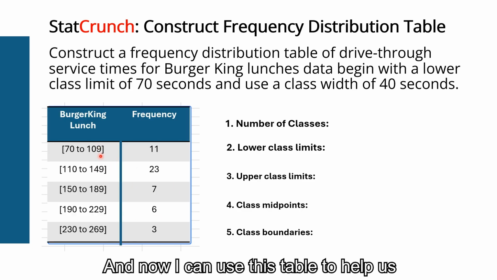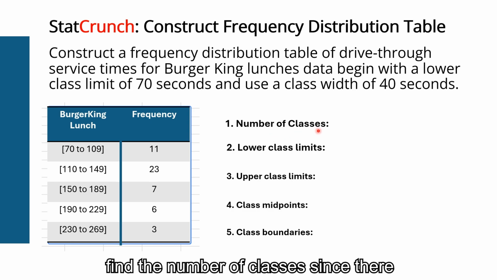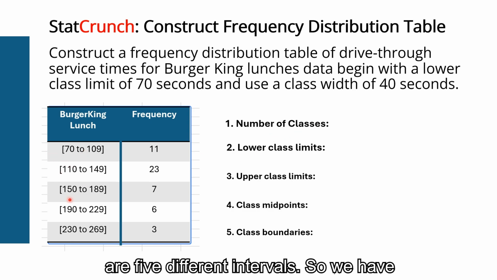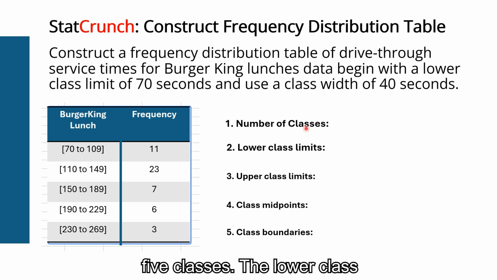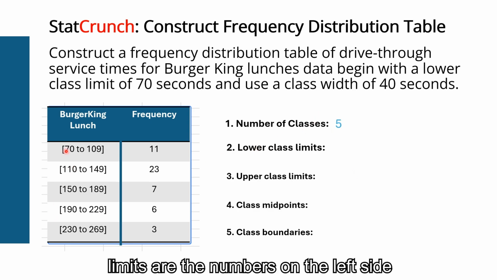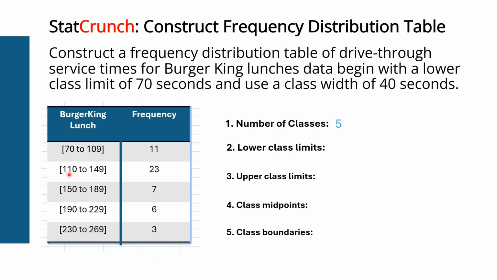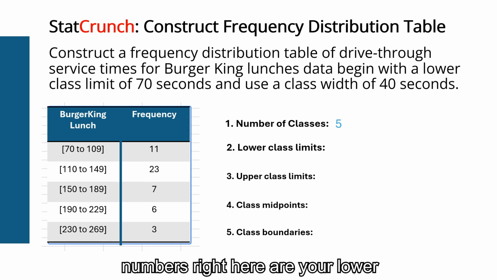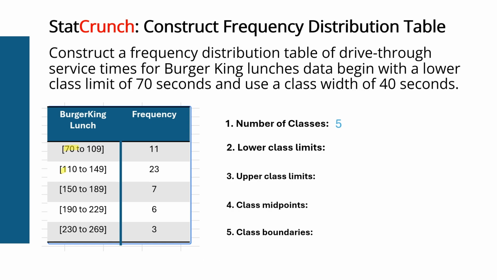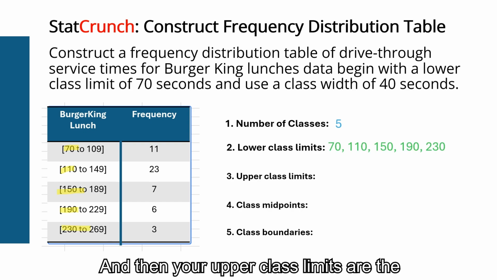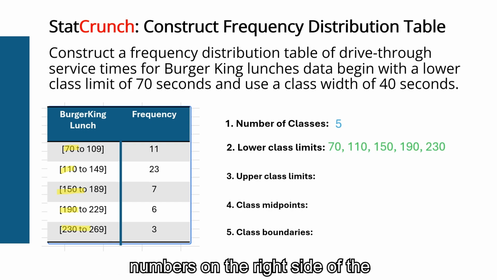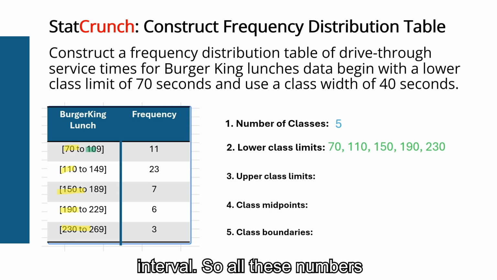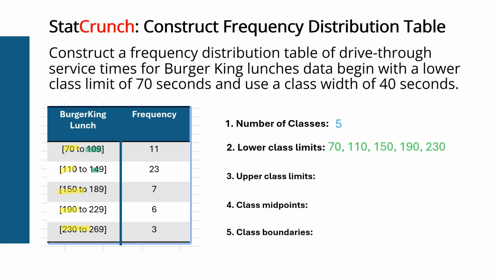Now I can use this table to help us find the number of classes. Since there are 5 different intervals, we have 5 classes. The lower class limits are the numbers on the left side of this interval, so all these numbers right here are your lower class limits. And then your upper class limits are the numbers on the right side of the interval. So all these numbers are your upper class limits.